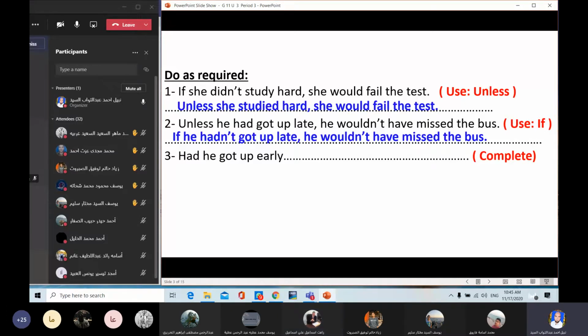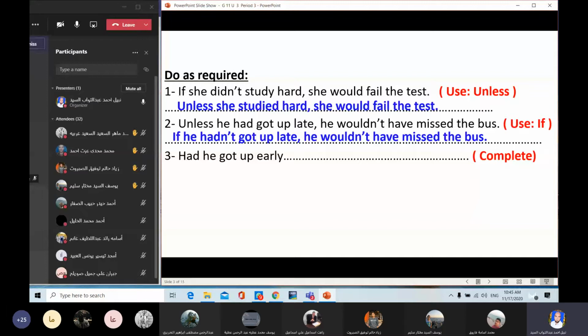We said unless follows the three cases of if: first conditional, second conditional and third conditional. The same tenses. Present simple, will, future. Past simple, would plus infinitive. Past perfect, would have plus past participle.